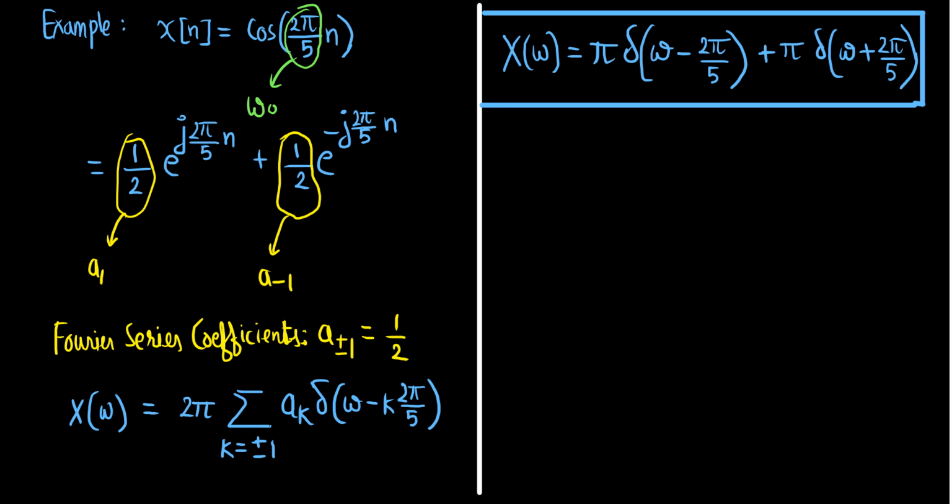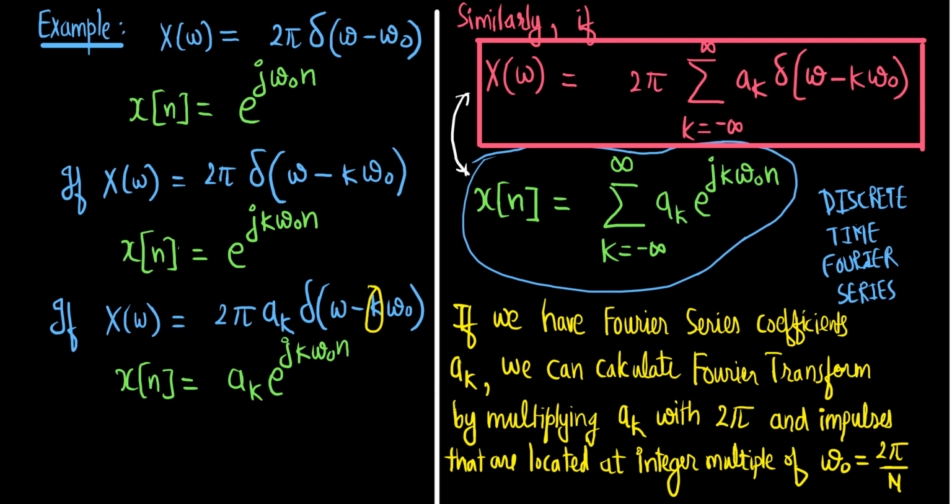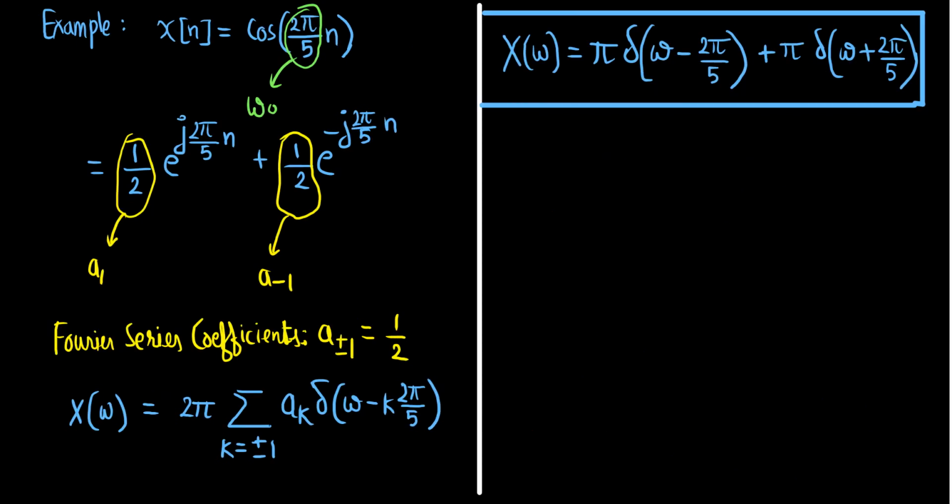We have seen this already for the continuous time case. Now we are looking at the discrete time case. So if we have a periodic signal that is cos 2 pi by 5 n, we can still calculate the Fourier transform if we are aware of the Fourier series coefficients. How can we do that? If we know the Fourier series coefficients that are a_k, we simply need to scale them by 2 pi, with the impulses that are located at integer multiples of the fundamental frequency omega naught. We have done the same and we have obtained this expression. Let's stop here.